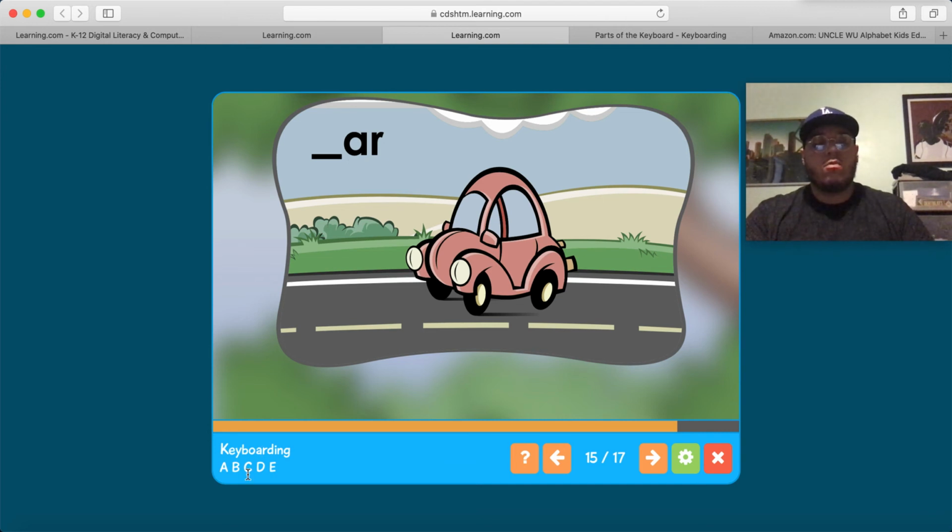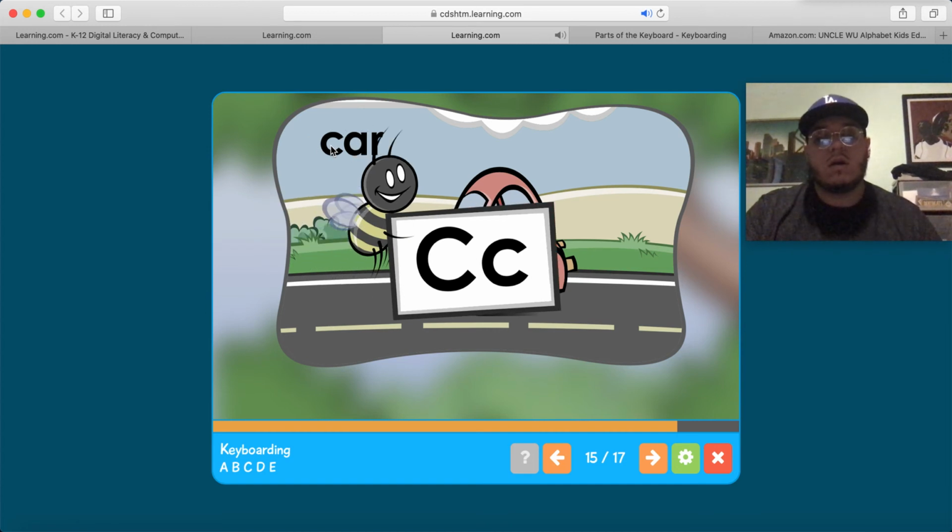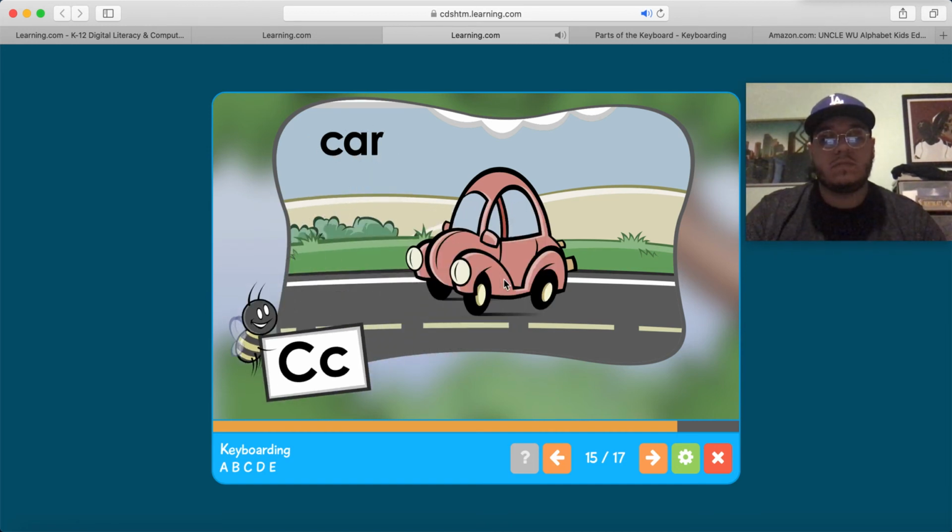Let's go to C. What did we say the letter C sounds like? C sounds like k. Can this fit here? Car, right? Okay, so it's going to be the letter C. So let's go ahead and look for the letter C on our keyboard, and let's press the letter C. C. Car.